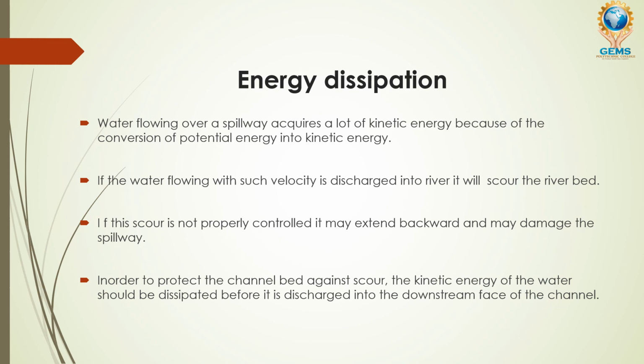The water flowing through this spillway generates kinetic energy, which you can measure in meters per second, and this kinetic energy is further converted into potential energy. Because of this conversion, the water flowing at a high velocity will cause a scour to form on the riverbed. If this scour is not properly controlled, it may extend backward and may damage the spillway totally. So in order to protect the channel bed against this scour, the kinetic energy of the water should be dissipated so that it is discharged into the downstream phase of the channel.